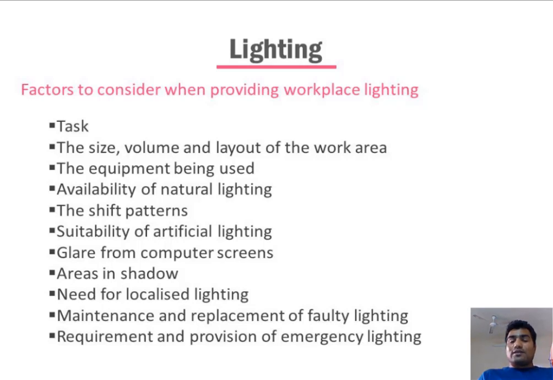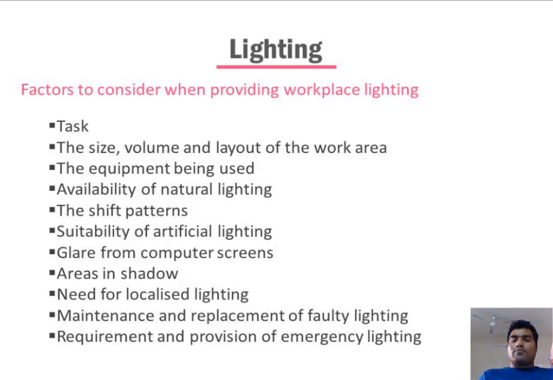It should not be focused on the face. Glare from the computer screen should be checked. Areas in shadow: lighting should be arranged in such a way that no shadow is there. Need for localized lighting: for doing a particular job, localized lighting is also required on the desk, on the machine. And maintenance and replacement of faulty lighting should also be provided for at the workplace.